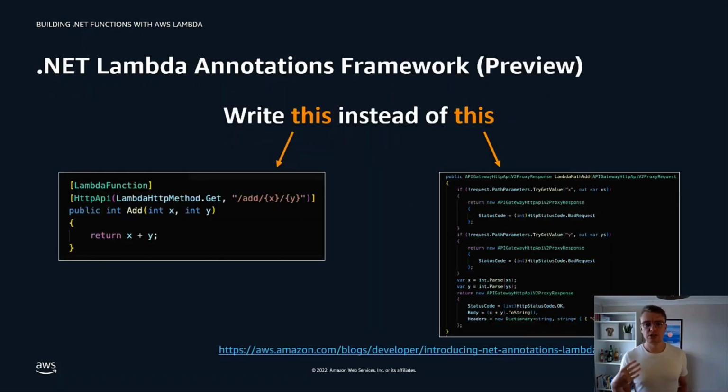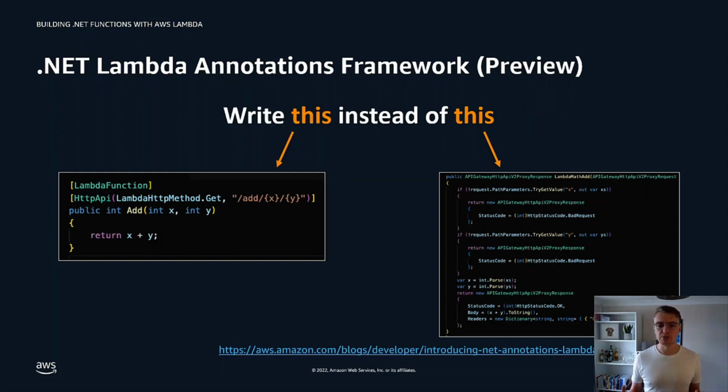A new library that's currently in preview is the .NET Lambda annotations framework, and this makes building .NET Lambda functions even simpler. It brings that programming model closer to what we are all used to as .NET developers. So if I start with the screenshot on the right, if you were building a Lambda function that took a request from API Gateway, you see we have to check the path parameters, check to see if they exist.